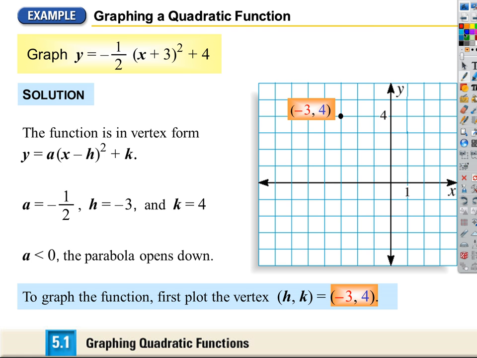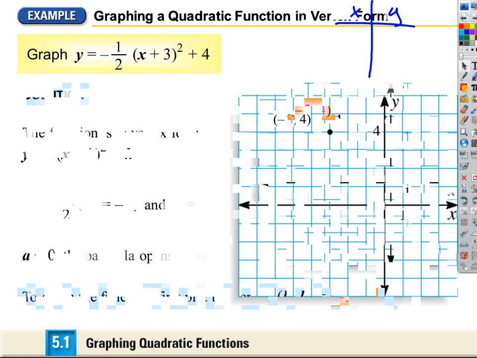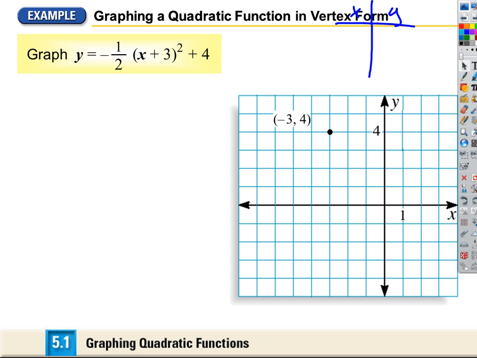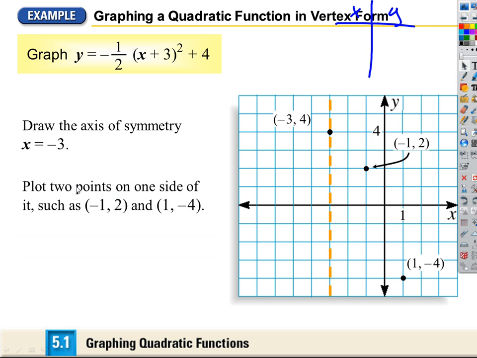So real quick, what might be another x value to pick? Let me go maybe one step further, put in the axis of symmetry. So there's the axis of symmetry. I'll make my table down here. Oops. Oh, don't do that. Giving away all my secrets.